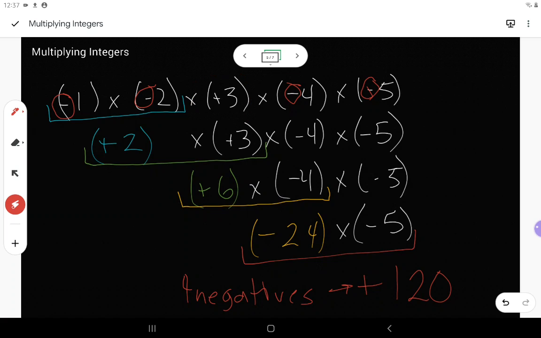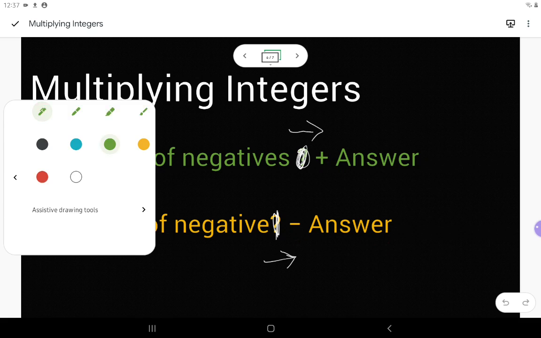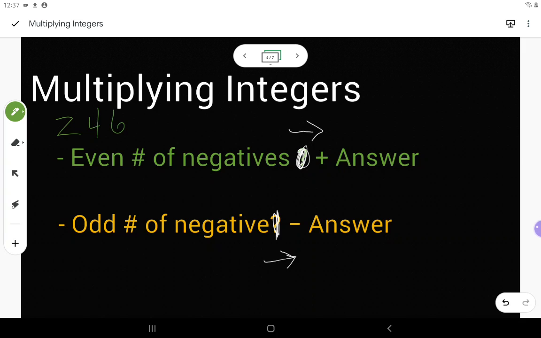So yes, I had 5 numbers, 1, 2, 3, 4, 5, but I only had 1, 2, 3, 4 integers that had a negative sign. So I'm counting how many negative signs I have. If there is an even number of negative signs, you will get a positive answer. If there is an odd number of negative signs, you will get a negative answer. Remember, even numbers, just in case you've forgotten, 2, 4, 6, 8, 10, and you could keep going. Any number that ends in 2, 4, 6, 8, or 0 is even. Odd numbers are 1, 3, 5, 7, 9, and it keeps going. Any number that ends in a 1, 3, 5, 7, 9 is odd.